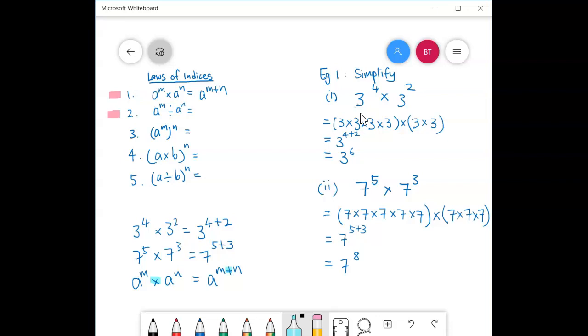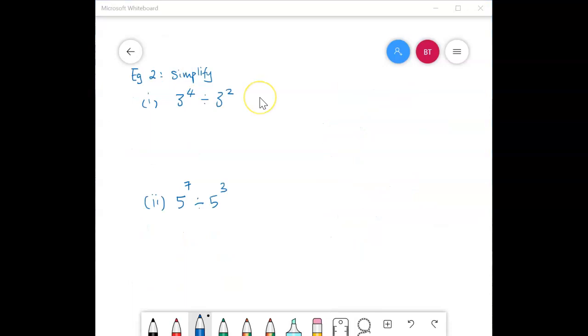In the next example, example 2, we shall be tackling law 2 of indices. In example 2, we have 3 to the power of 4 divided by 3 to the power of 2 in part 1. We can convert this to a fraction. 3 to the power of 4 divided by 3 to the power of 2 is none other than 3 to the power of 4 over 3 to the power of 2.